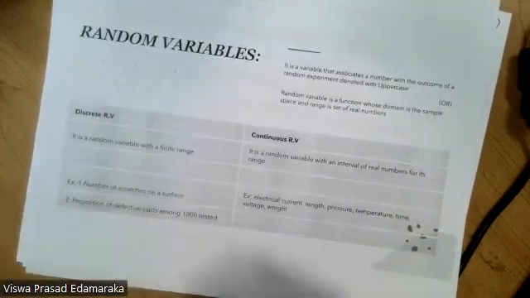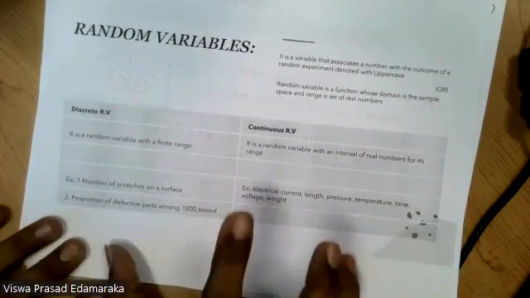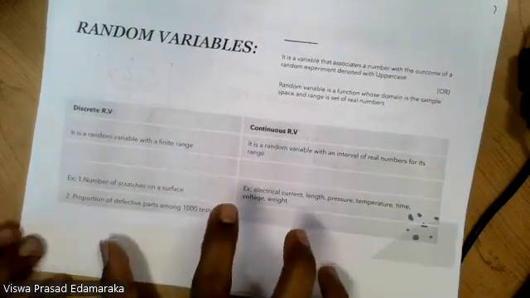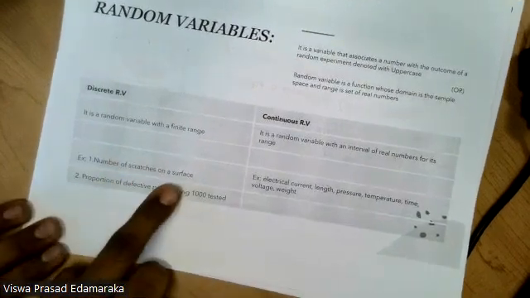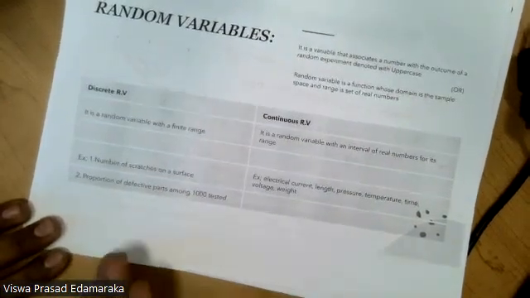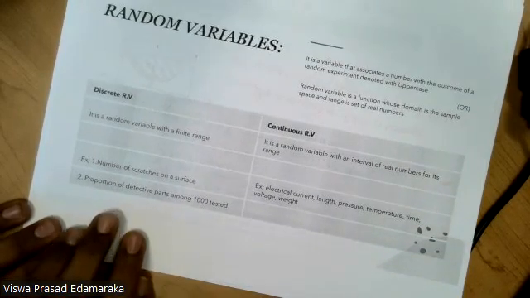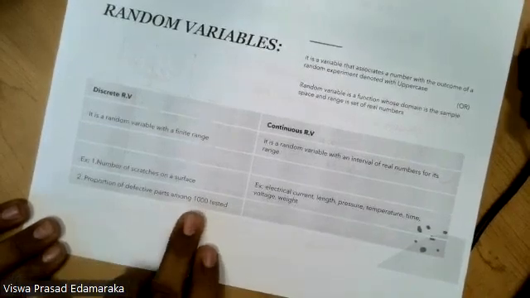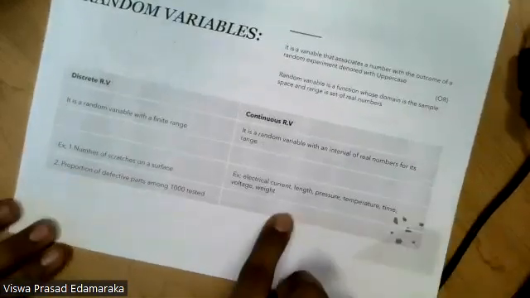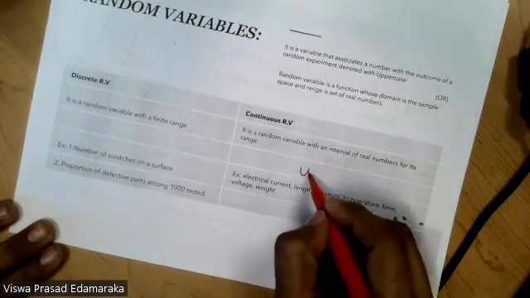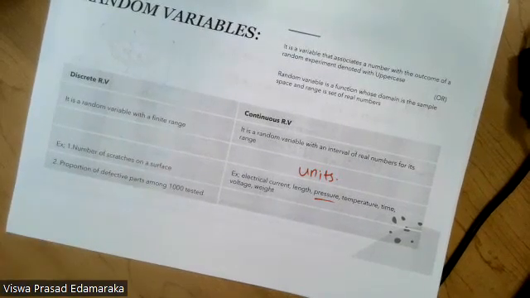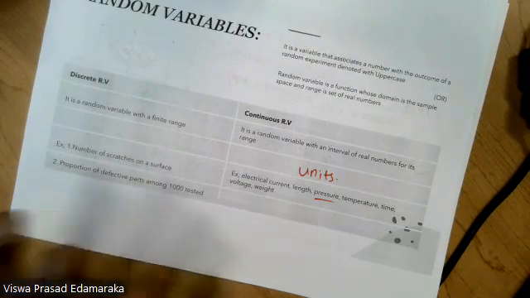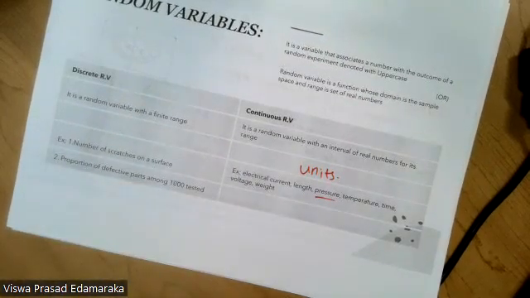You will definitely get a question from these concepts in the coming examination. Like he'll give some values, and you decide whether it is discrete or continuous. For example, number of scratches on a surface. We can find out the number of scratches on a surface, so that is discrete. Portion of defective parts out of 1000 tested, we can calculate that. Whereas in continuous, simply it is units. Units of pressure, temperature. The value which has units is a continuous random variable, and which has no units is a discrete random variable.